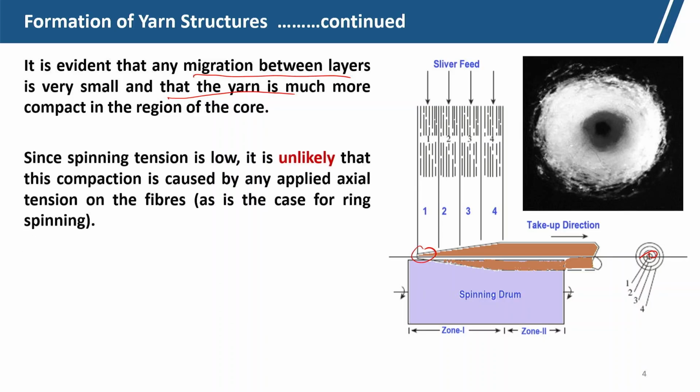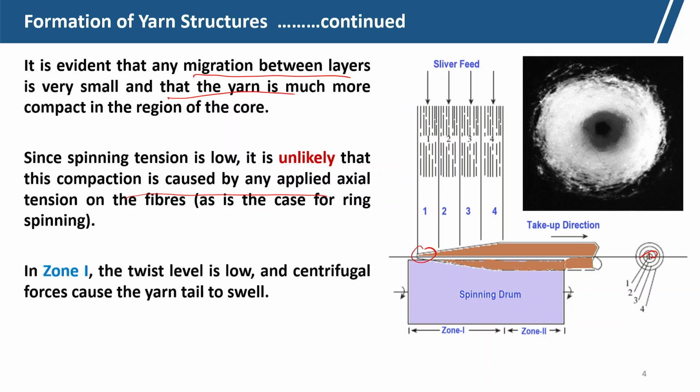Since the spinning tension is low, it is unlikely that the compaction is caused by any applied tension. So, there is no applied tension like in ring spinning, where the compaction takes place due to the balloon or yarn tension. Here there is no such tension, only the rolling action. So, in zone 1 the twist level is low, and the centrifugal force causes the yarn to swell.